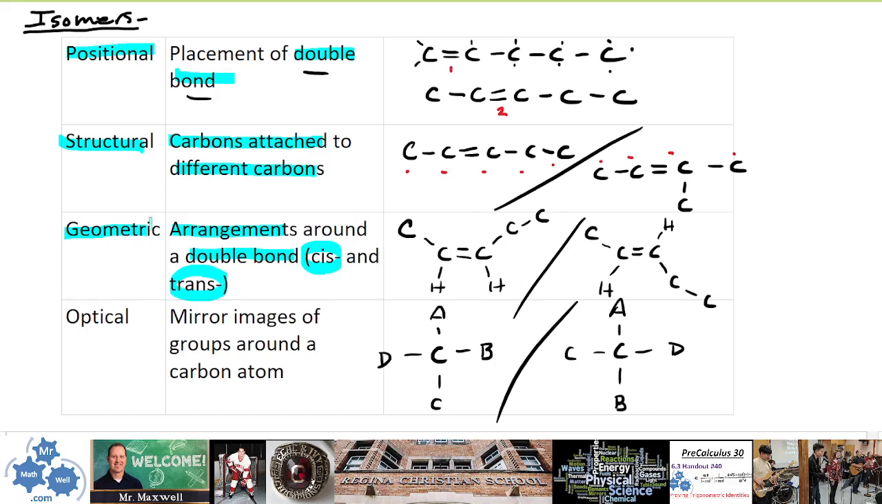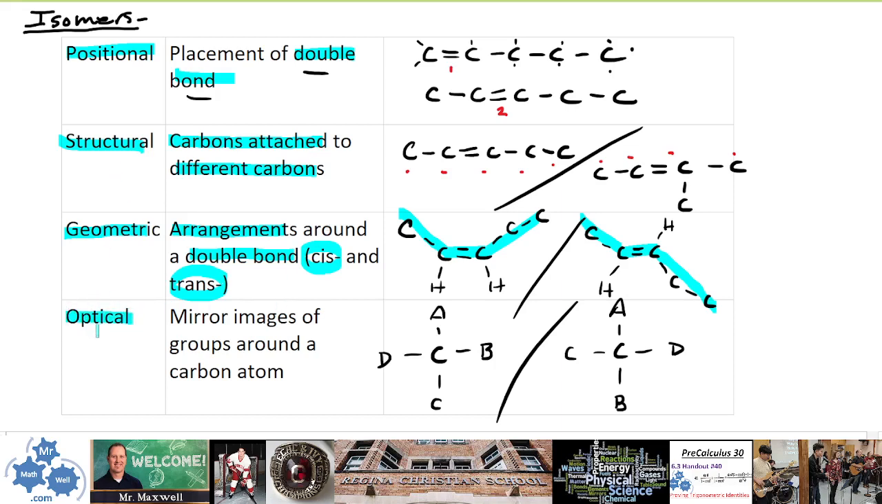If you think about the geometry, when I think of geometry, I think of parallel, perpendicular, I think of angles and things. So think about the angles of the groups, right? What angles are they on? Either same side of the double bond or stretching geometrically on opposite sides, cis, trans. That's geometric. And then finally, optical is the fourth type.